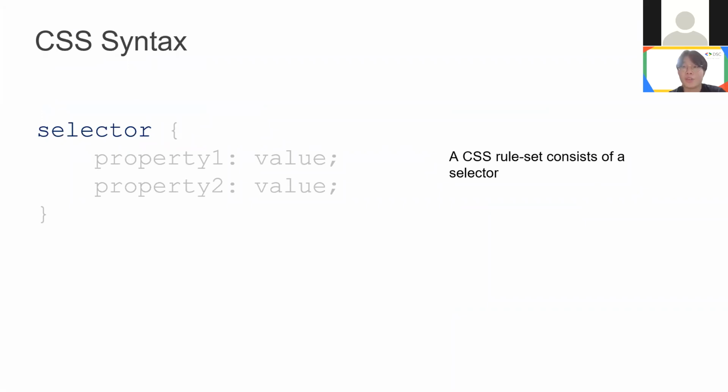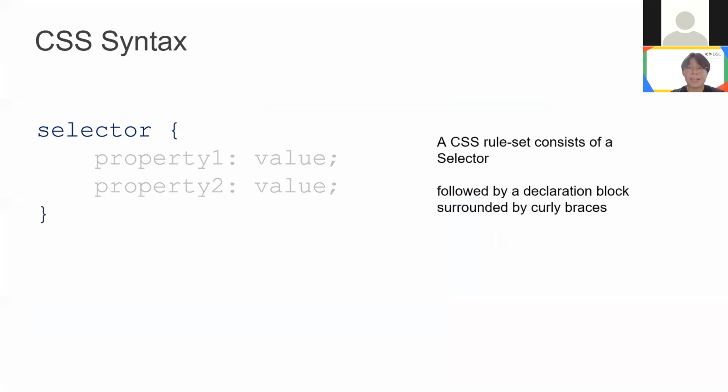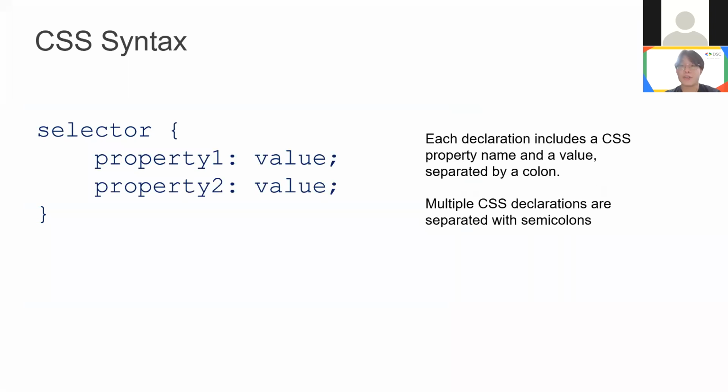CSS syntax is as follows. A CSS rule set consists of a selector, like a p element, a class, or an ID, followed by a declaration block surrounded by curly braces, an opening and a closing brace. After that, we have property-value pairs, where every property is matched with a value. For example, I can have background-color, which is a property, and the value can be a color like blue, pink, or brown. And we can have multiple declarations in a single block, and they are separated by semicolons, as we can see.